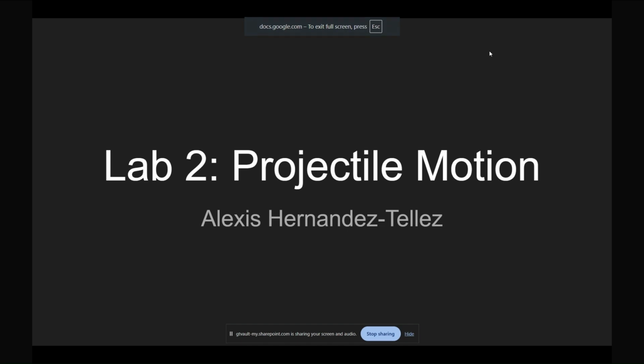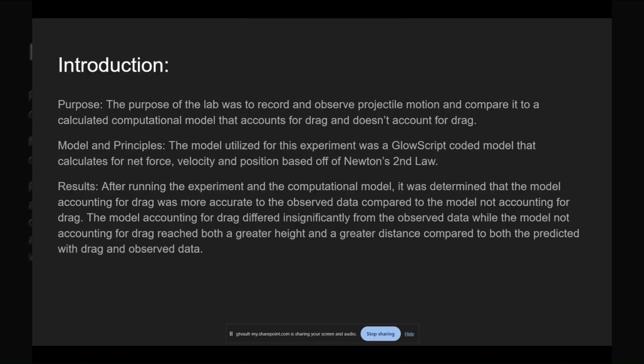This is Lab 2, Projectile Motion, by Luxus Hernandez-Celis. The purpose of the lab was to record and observe projectile motion and compare to a calculated computational model that accounted for drag and one that didn't account for drag.